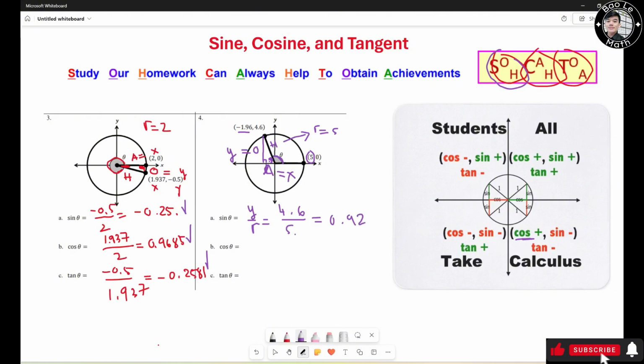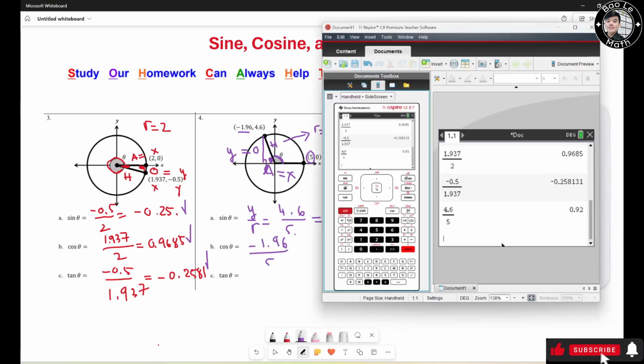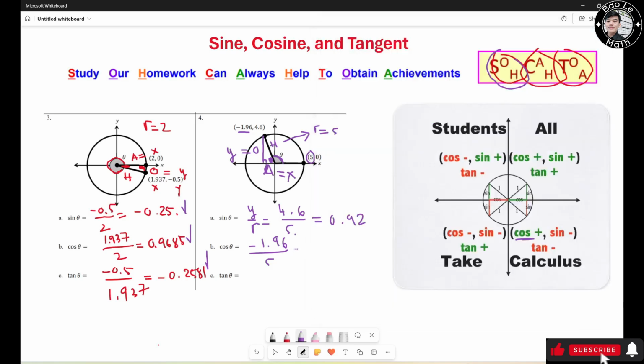Now cosine theta is going to be adjacent over hypotenuse, right? Adjacent, which means x value. X value is going to be negative 1.96 divided by 5, right? So the answer is negative 0.392, right?